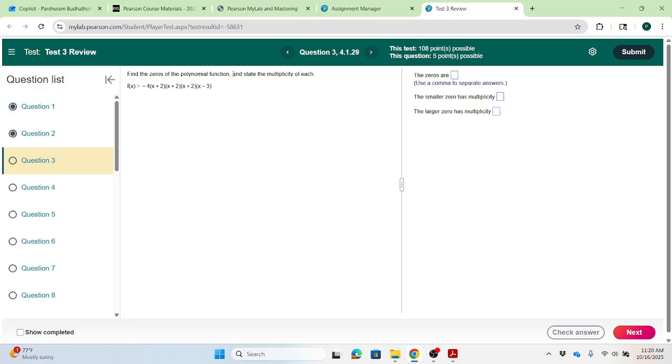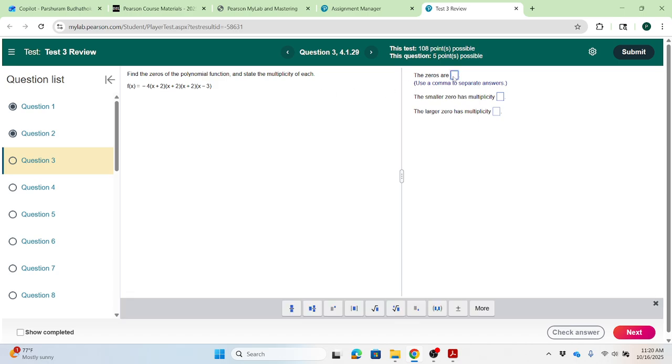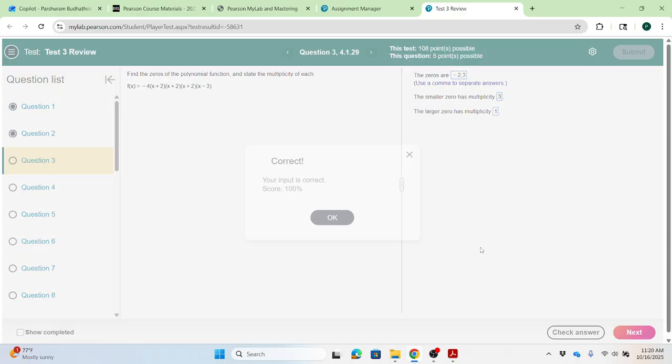Find the zeros of the polynomial function and then again state the multiplicity. As you can see here, x plus 2 is repeated 3 times, so the zero from here is -2, and from x minus 3 the zero would be +3. x plus 2 is repeated 3 times, so the smaller zero has multiplicity 3 and the larger zero has multiplicity 1.